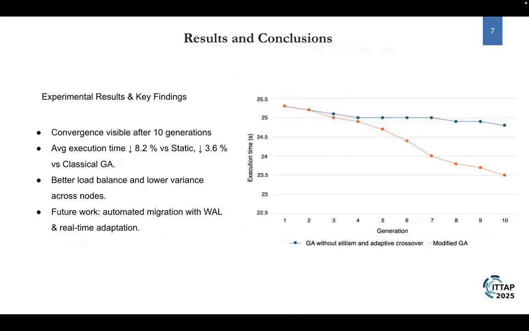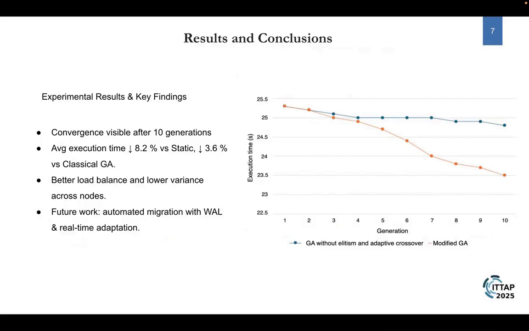Results and conclusions. Let's look at the experimental results. The graph compares the classical GA and our modified adaptive elitist GA. As we can see, the convergence becomes visible after about 10 generations, and the modified algorithm stabilizes much earlier.